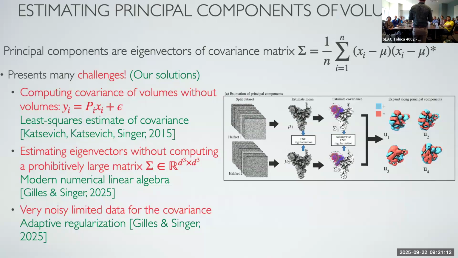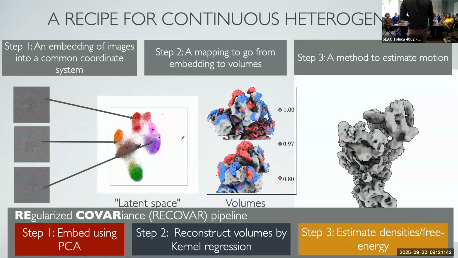Very quickly, the way it works is that we first estimate the covariance of the volume, which we can actually estimate directly from the images. Then we can extract the principal components as the eigenvectors of the covariance matrix. A lot of the work that we've done over the last couple of years has really been about making this scale to large data sets and making it robust to the high level of noise. So that was, in maybe one minute, how we embed the data set. I'm going to mostly focus on the last two steps now.